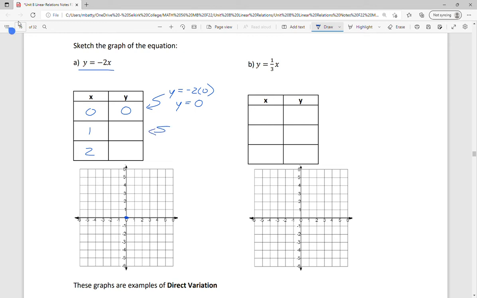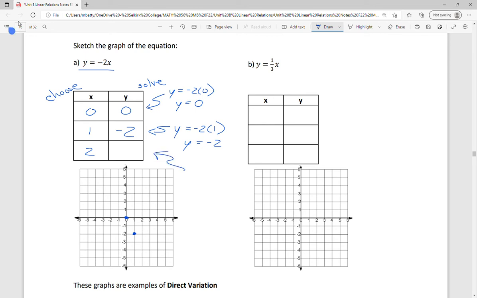The next one, I choose these ones, right? Remember, you choose your x and then you solve for the y's. So I'd have y equaling -2 times 1, y equals -2. So this gives me another ordered pair. So I go to 1 and -2. I could just draw a line between those two.